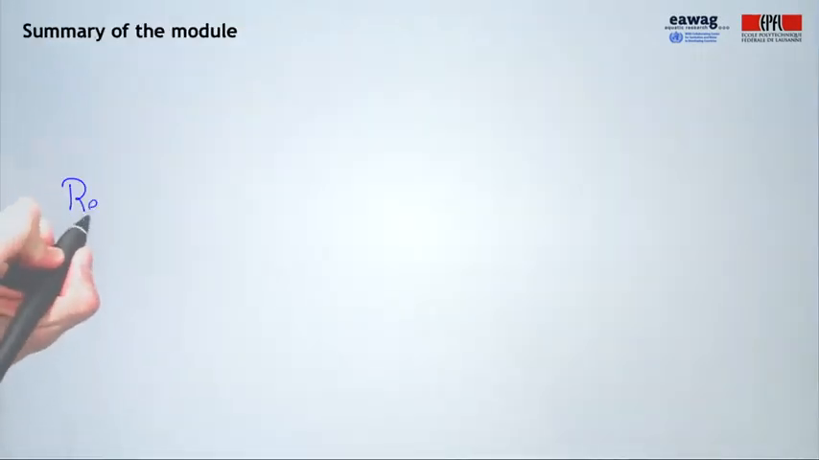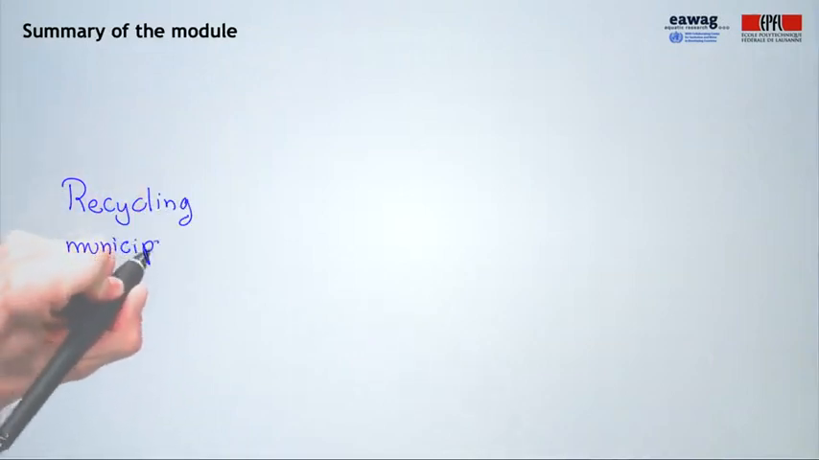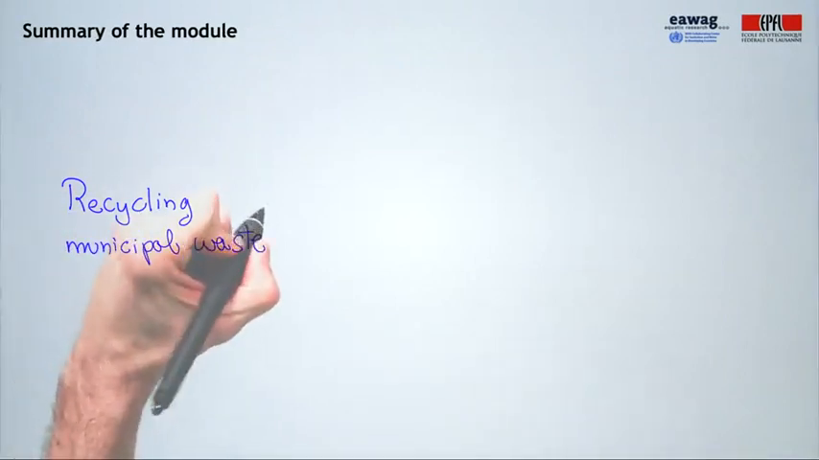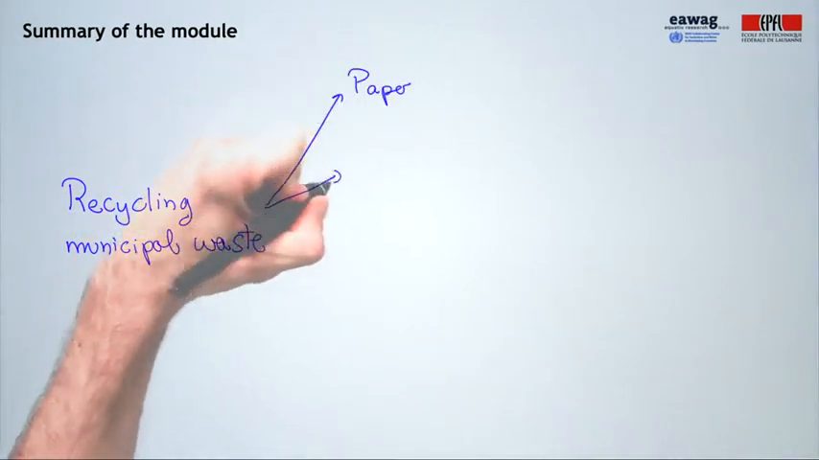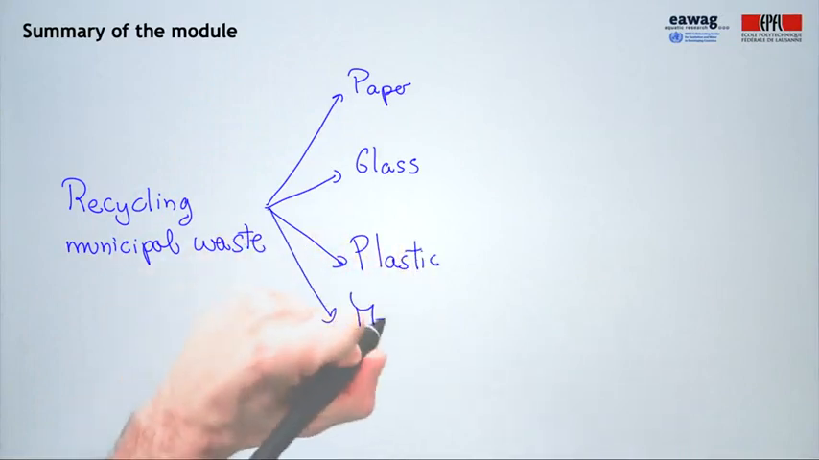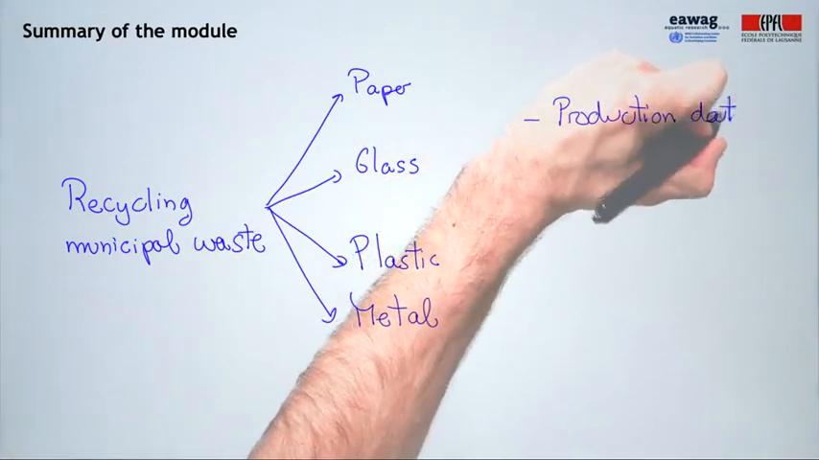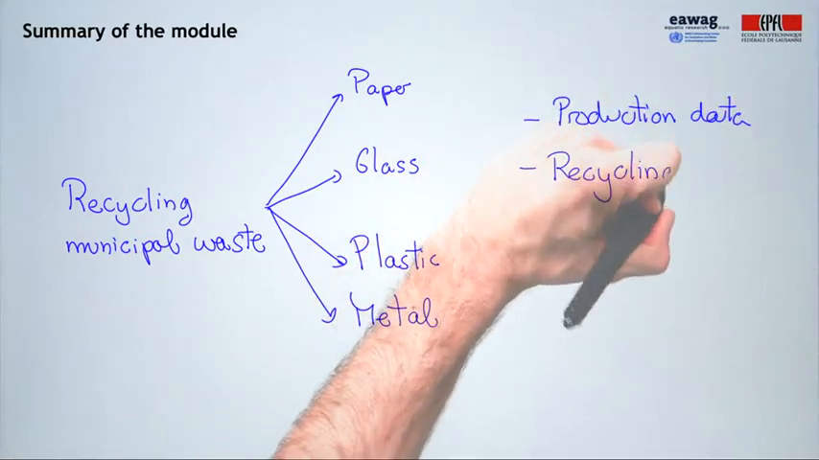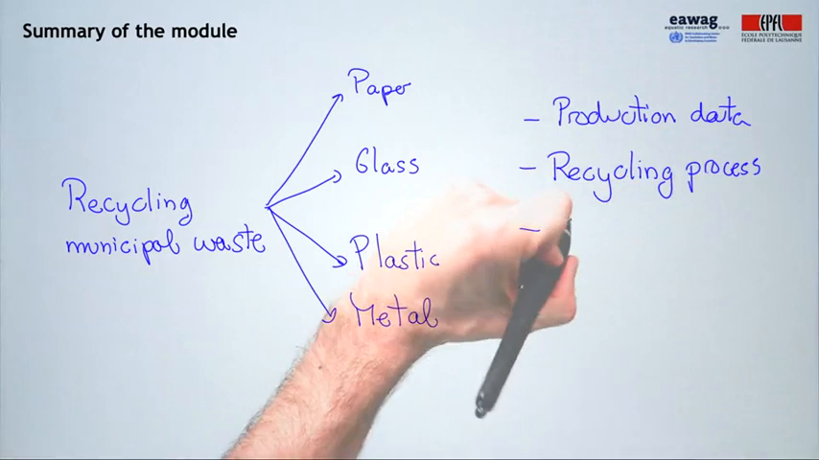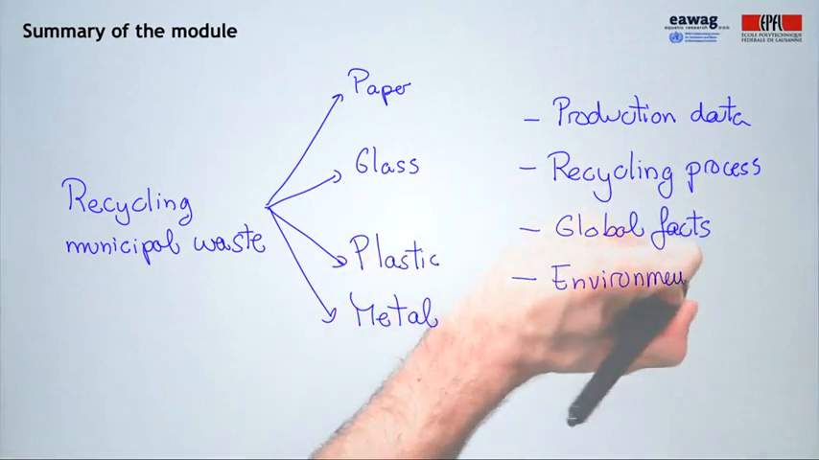This is the end of the module. In this module, we learned recycling of municipal waste. We mainly focused the module on 4 very common waste fractions. Those are paper, glass, plastic, and metals. We covered some production data. We also saw the recycling process of each waste fraction. We saw some interesting global facts about each one, and we also mentioned some important environmental aspects.